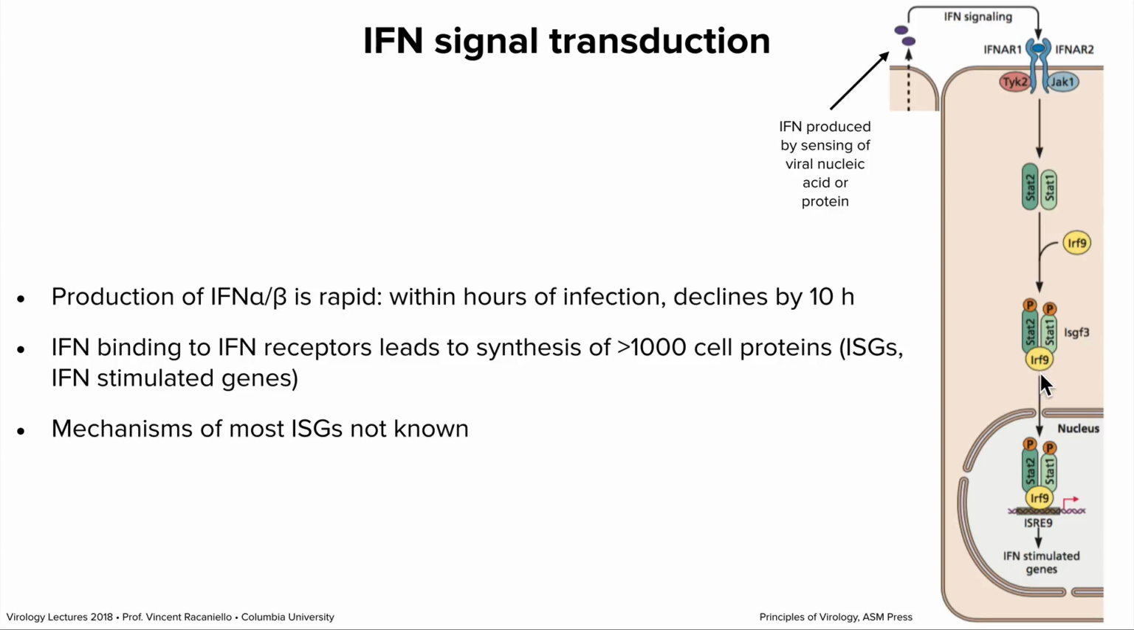Eventually, ISGF3 enters the nucleus, binds to interferon response elements in genes, and turns on the synthesis of over 1,000 mRNAs. These genes are called interferon-stimulated genes, or ISGs. We don't know how most of them work. We do know how a number function and how they're antiviral, and I'll show you that in a moment.